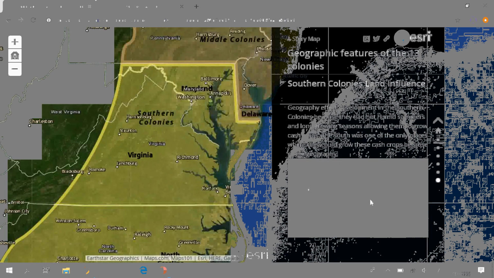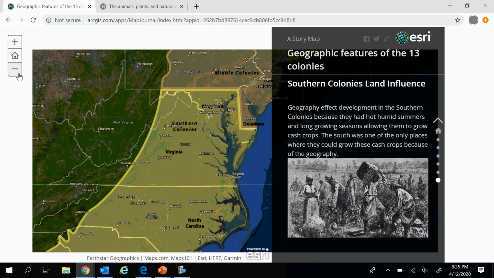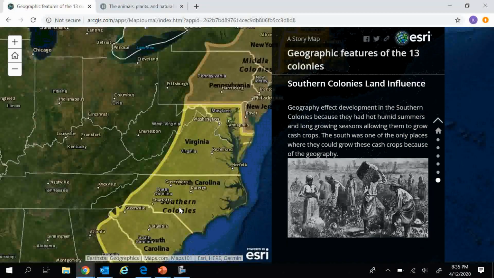Now, the land influence in the southern colonies, like I said, was really different. They had very, very fertile soil, which meant that lots of things grow very nicely in this region right here. And they grew a lot of cash crops, so things like cotton, tobacco, those types of things.